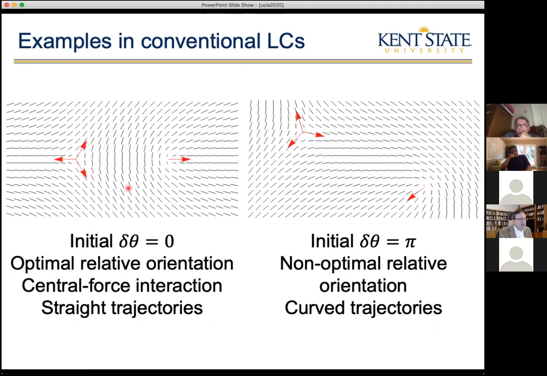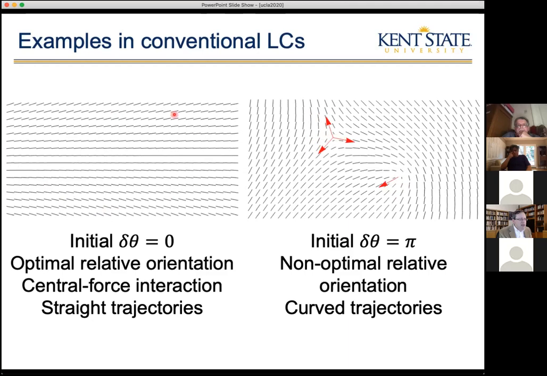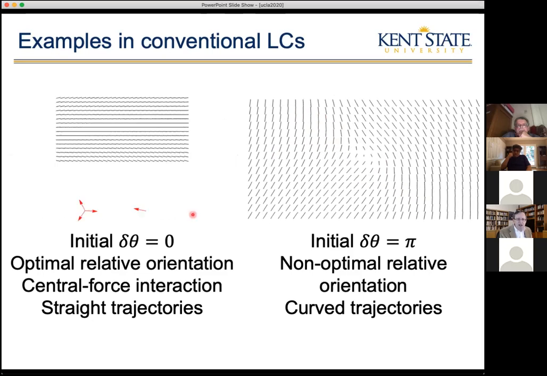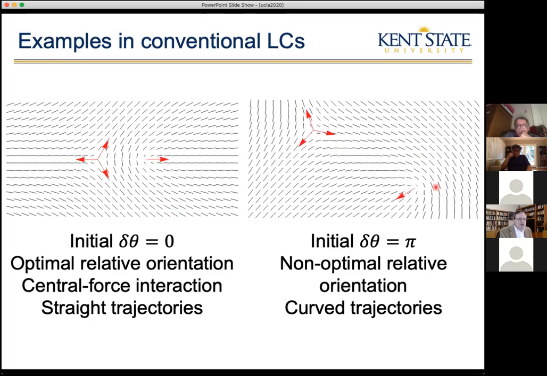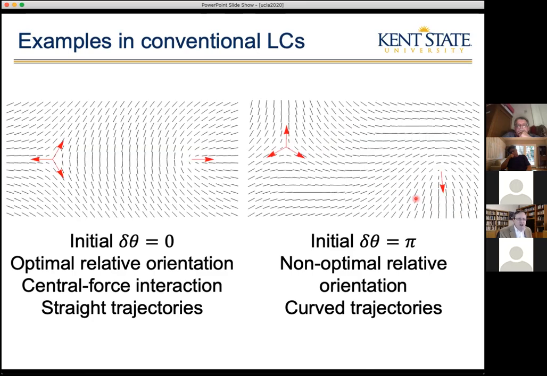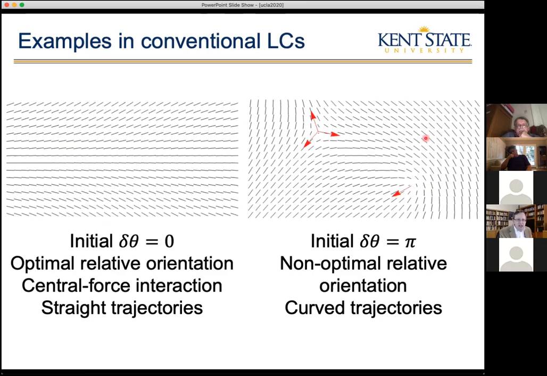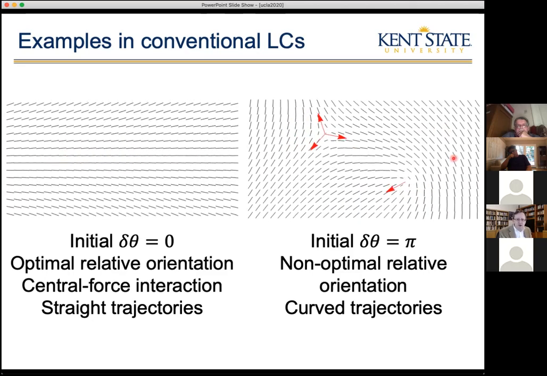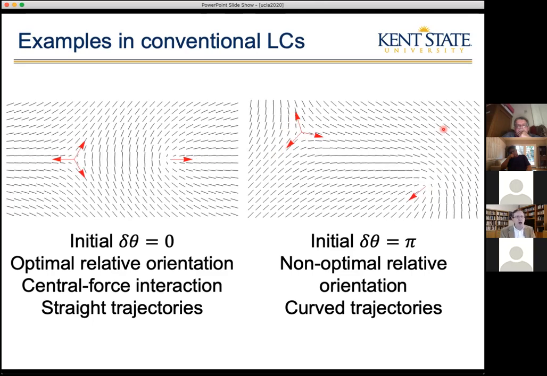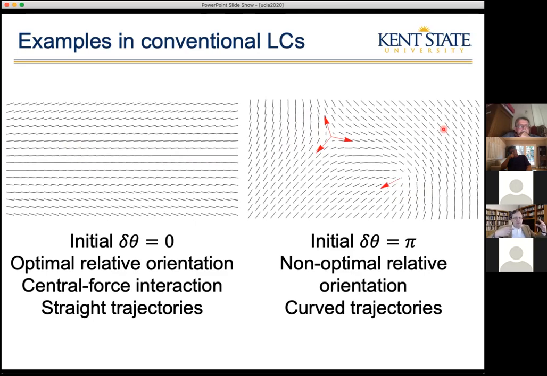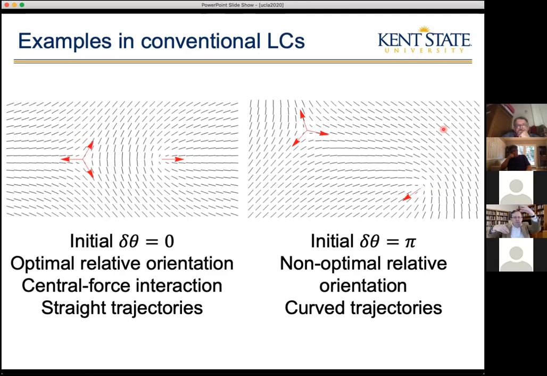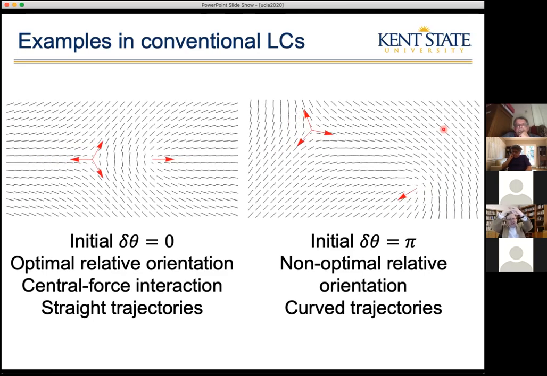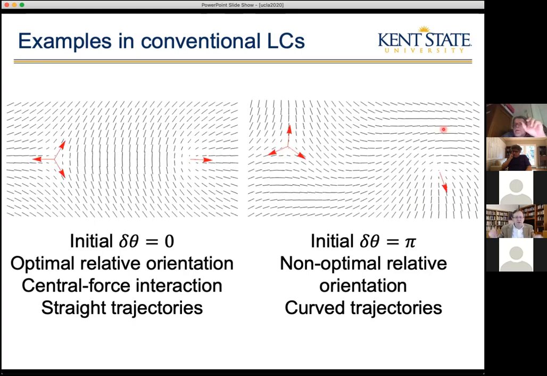You can see that if they start off with the optimal orientation, then the interaction force just pulls them straight together. It's a central force. By comparison, if they start off with some non-optimal orientation, then the interaction force is no longer a central force. The interaction force tends to align them, both by making them rotate and by changing their position. And so they move around and get into position, and then they come together. So this makes a sort of S-shaped trajectory.